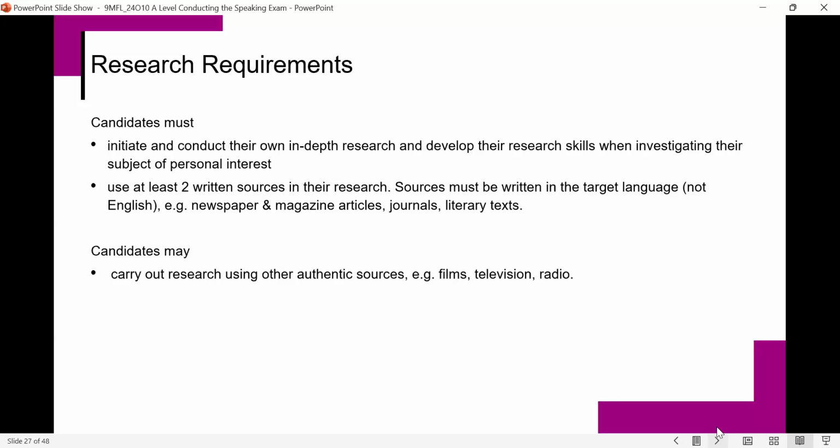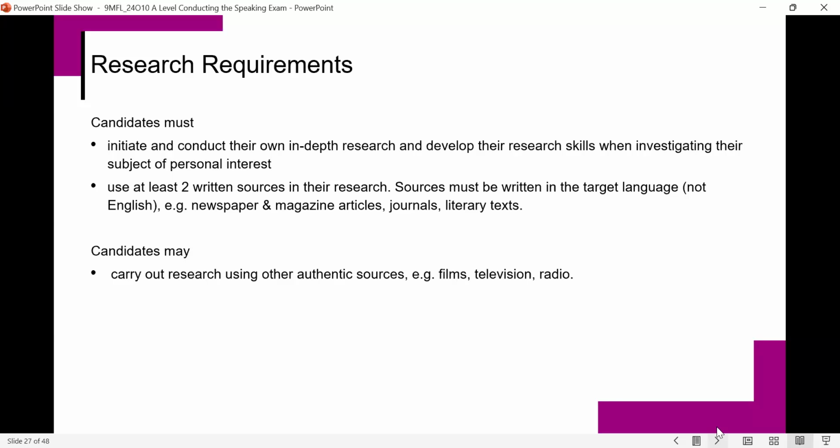Okay, and the same, if they've looked at a film, you say, well, the film had a script, and say, no, what we're looking for is written sources, and that those written sources, two at least, which are talked about in their presentation, are from original writing in the target language relating to the topic. Anything else they do is absolutely fine.